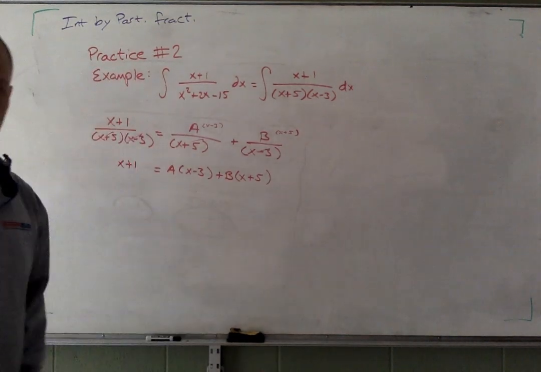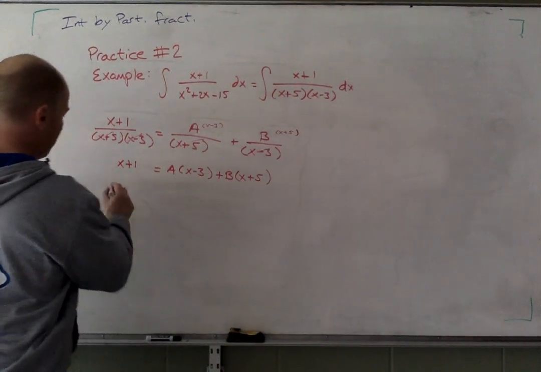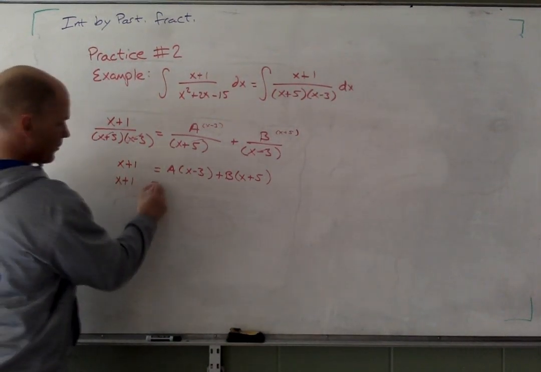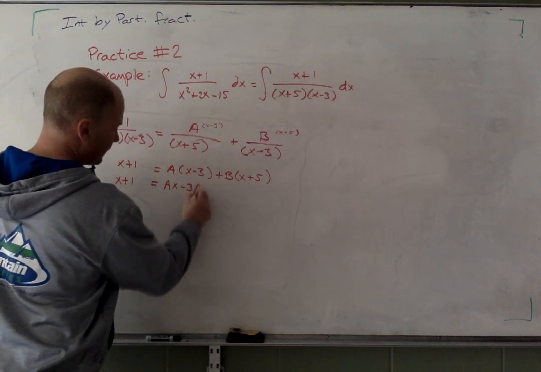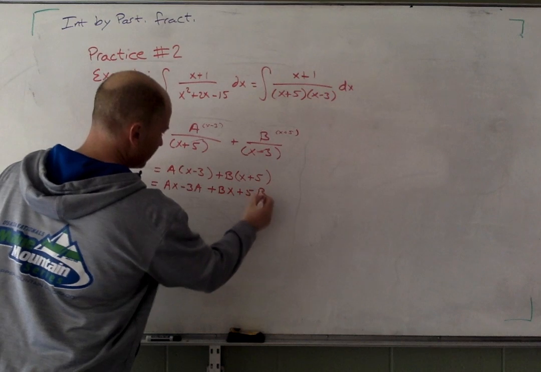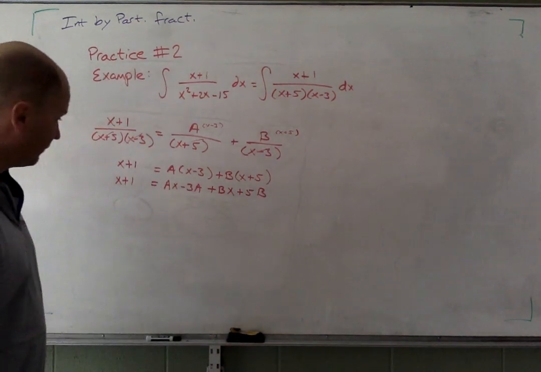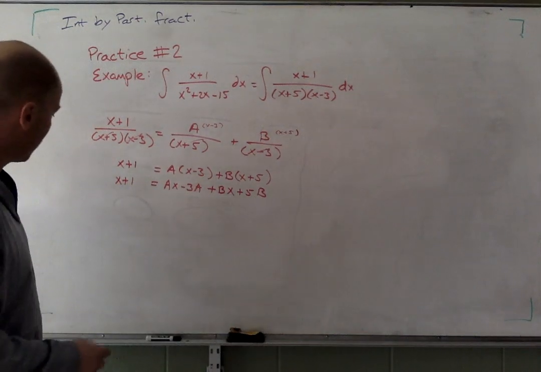So we end up with something that looks like this. We then have to distribute our a's and b's just like we did before. So again, still nothing should feel new. So we have that. Nothing should feel new. This is where it might feel a little bit weird.